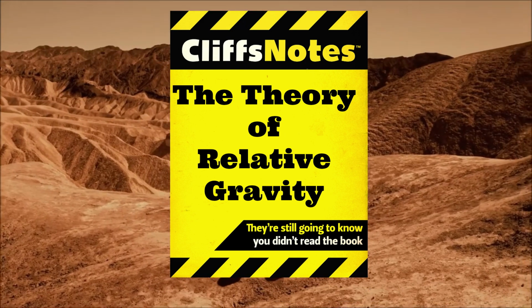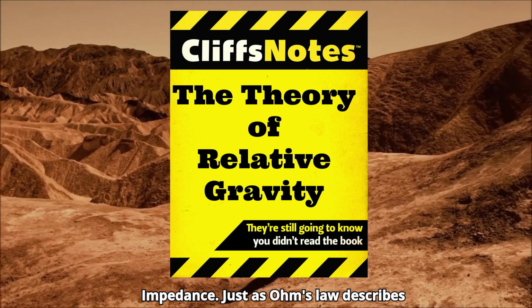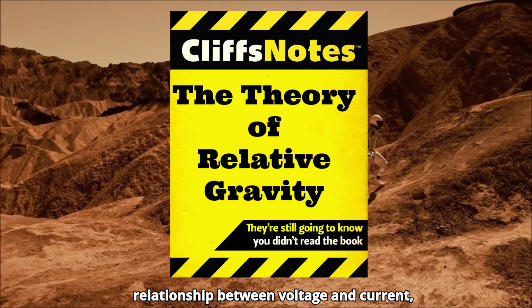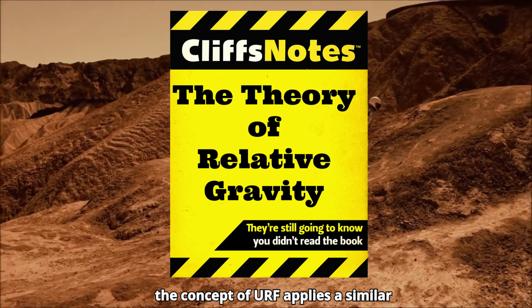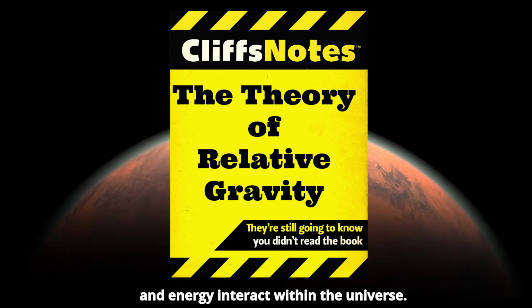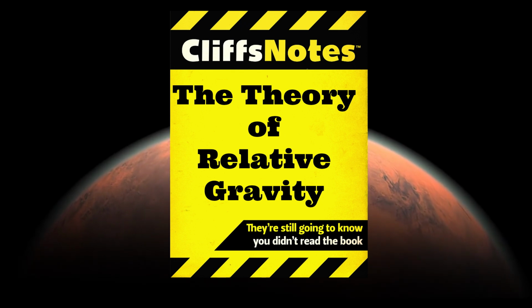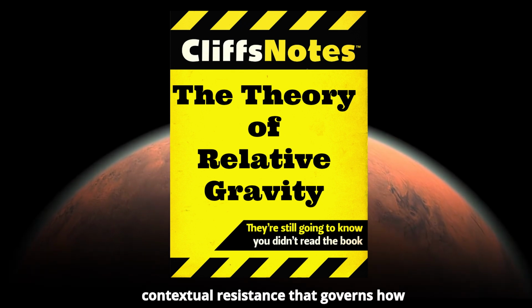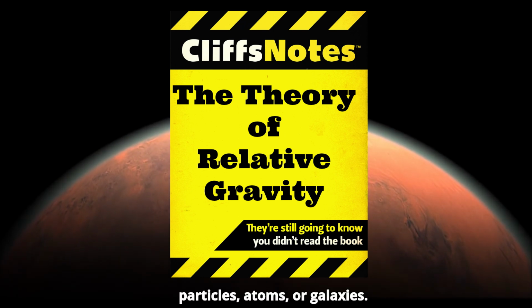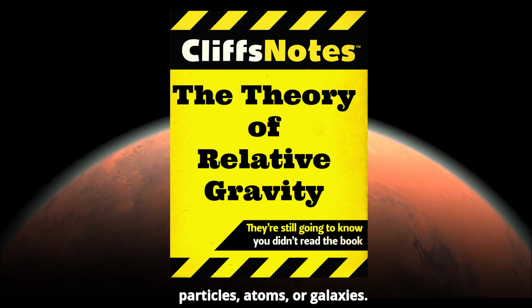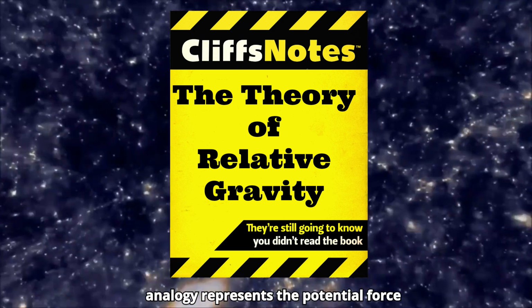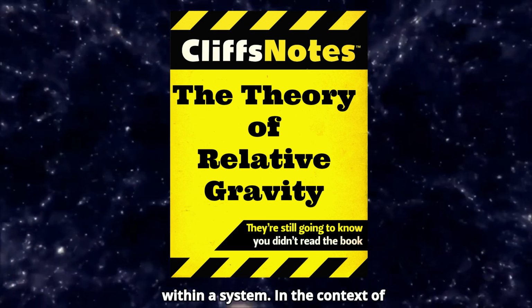Analogies with Ohm's law. Impedance. Just as Ohm's law describes how electrical impedance affects the relationship between voltage and current, the concept of URF applies a similar logic to how different forms of matter and energy interact within the universe. Impedance here could be seen as the contextual resistance that governs how forces act upon different bodies, particles, atoms, or galaxies. Voltage as URF. The voltage in this analogy represents the potential force within a system.